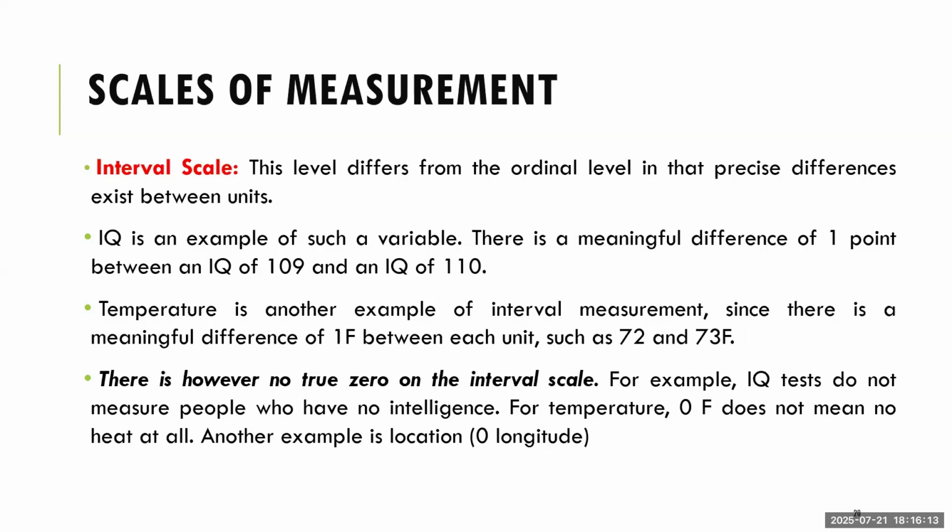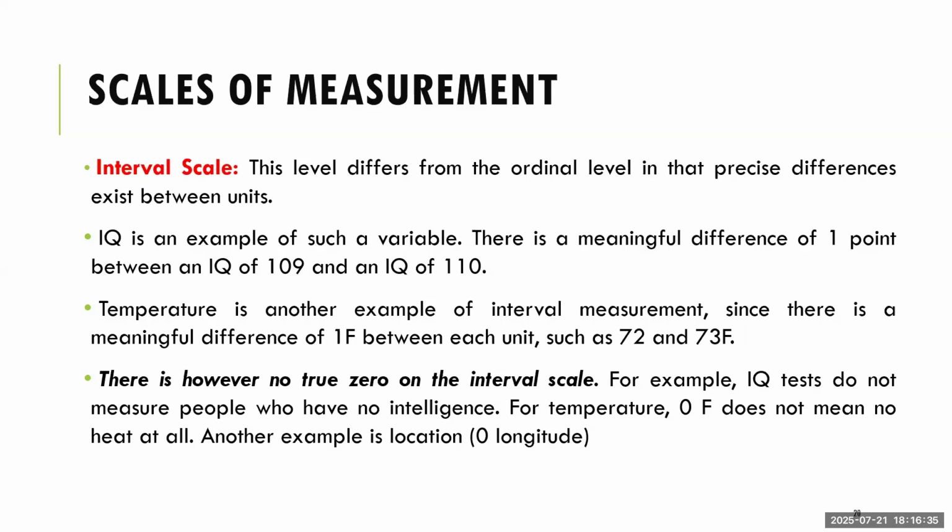Same thing with location as per longitude and latitude. You have longitude 0 degrees. I think London is on longitude 0 degrees. That doesn't mean that place does not exist on the surface of the planet. It is just another point on the measuring scale. So that's the key difference between the interval scale and the ratio scale.